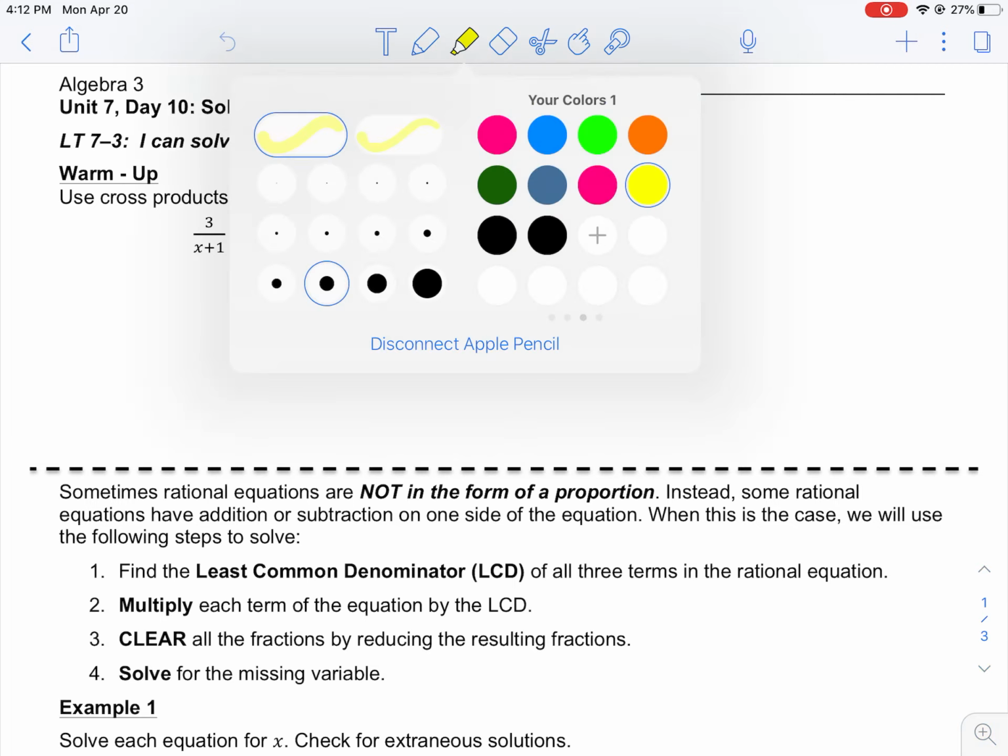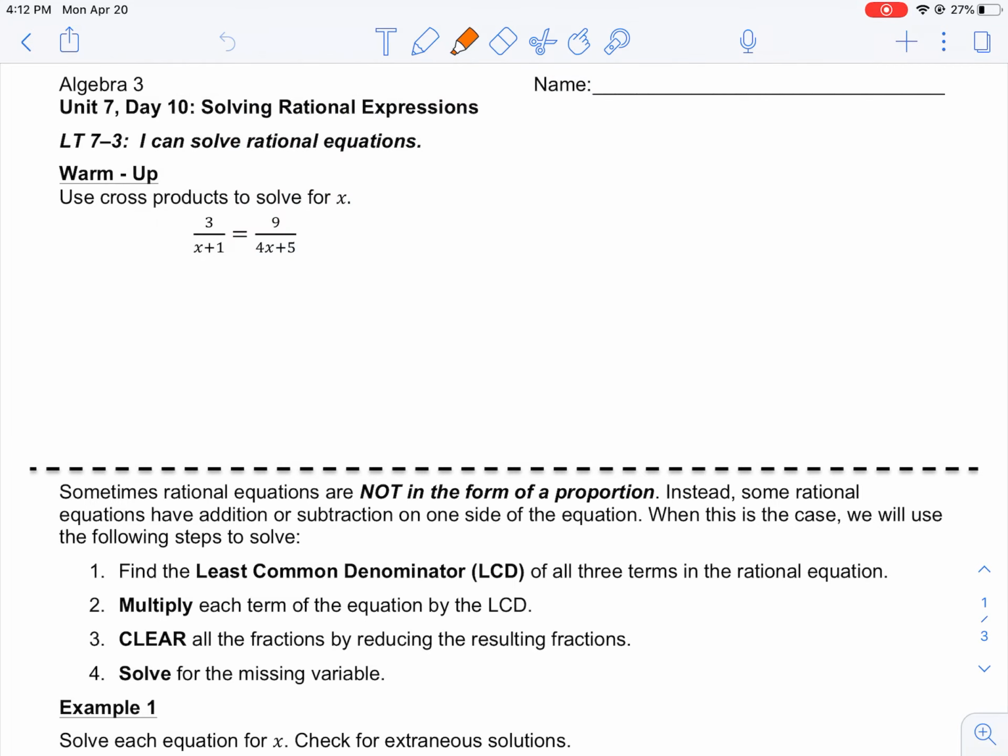The first thing I want you to notice is that you have what's called a proportion. We have a single fraction equal to another fraction. To solve for x, all we have to do is set the product of the diagonals equal to each other. So 3 times (4x plus 5) is equal to 9 times (x plus 1). Notice how I put the expressions in parentheses, because in order to solve, I have to distribute the 3 and distribute the 9. So I get 12x plus 15 equals 9x plus 9.